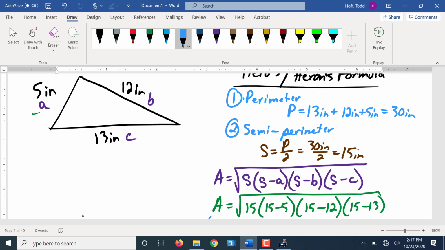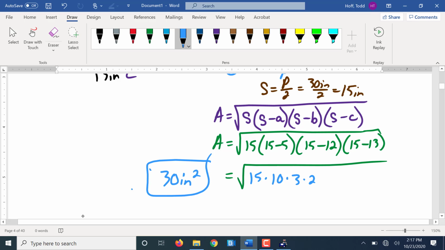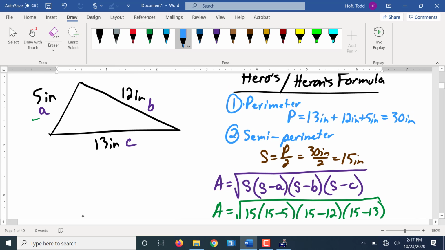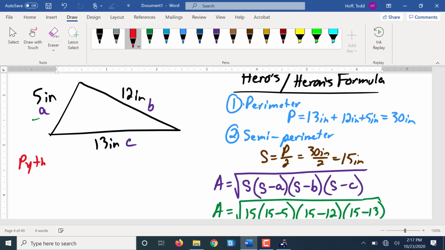This is actually a right triangle. If it wasn't a right triangle, it would not have come out to a nice, neat number like that. It would have been an ugly decimal. So one of the things we need to be able to do is test to see if it is a right triangle. To throw out another one of those Greek names, Pythagorean.